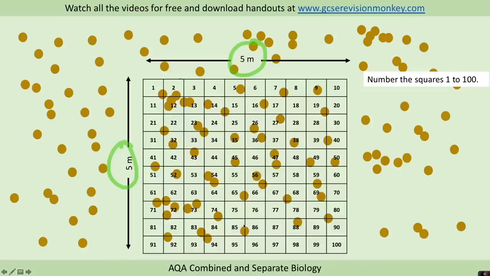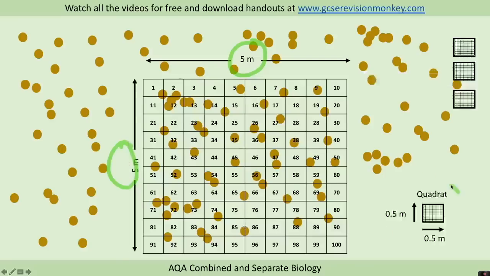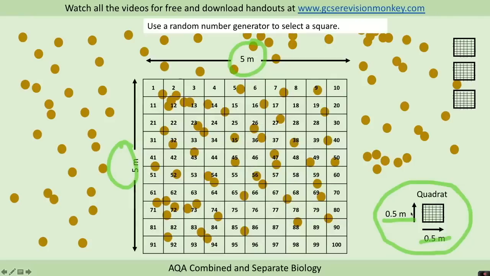Then the most important thing with random sampling is we use a grid called a quadrat. Now the one I'm going to use in this example is a 0.5 metre by 0.5 metre quadrat. In the exam it may well be a different size, but that's absolutely fine. And we need to choose where to place our quadrat within this grid.